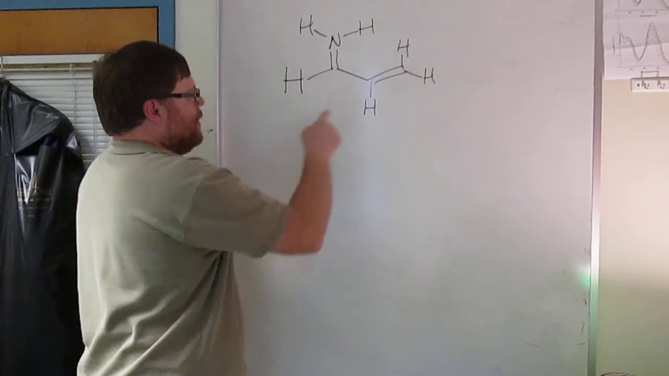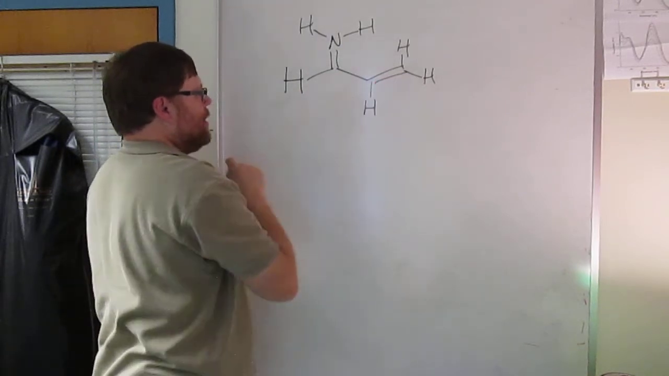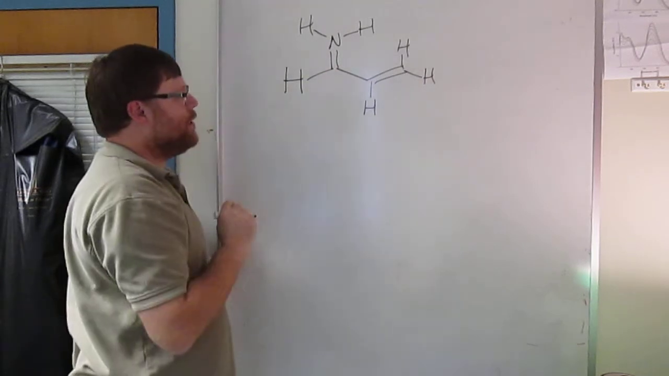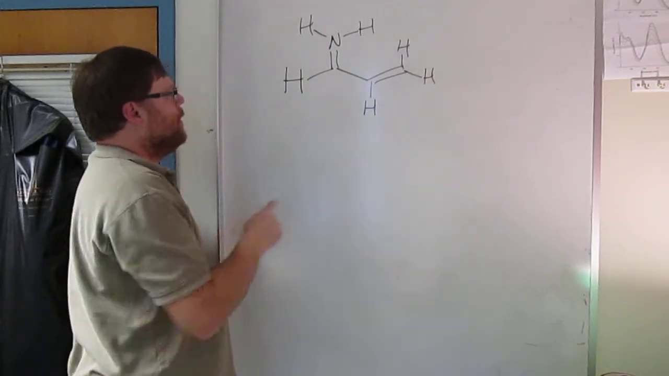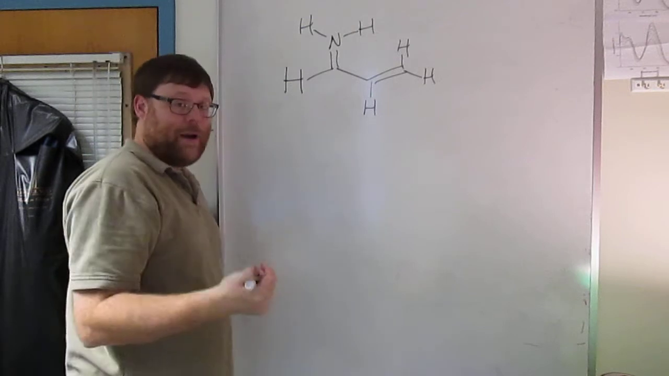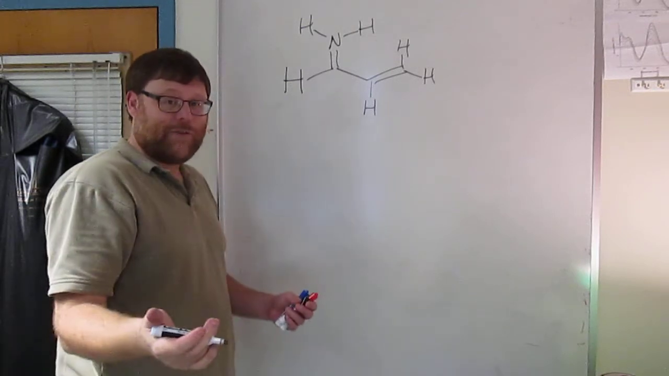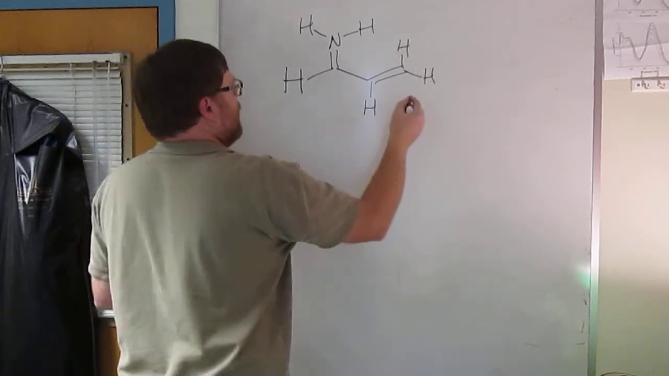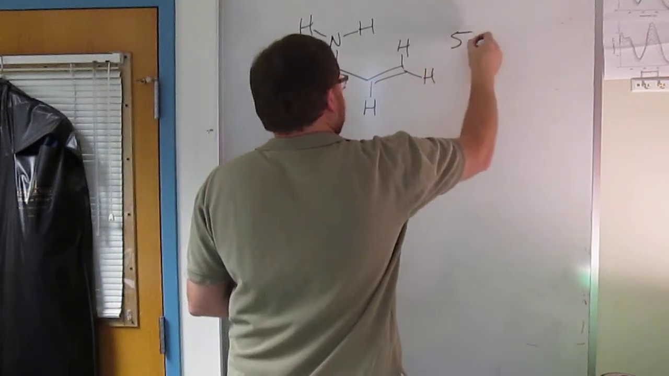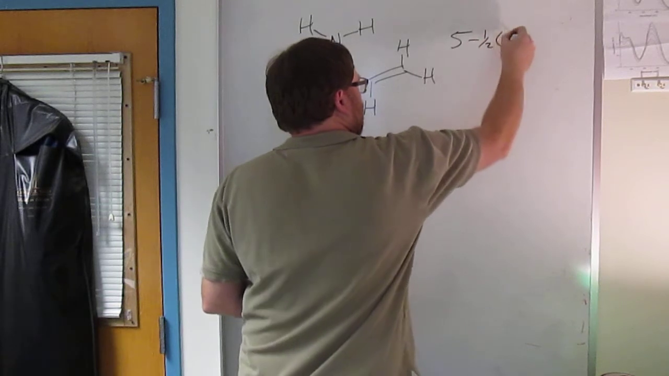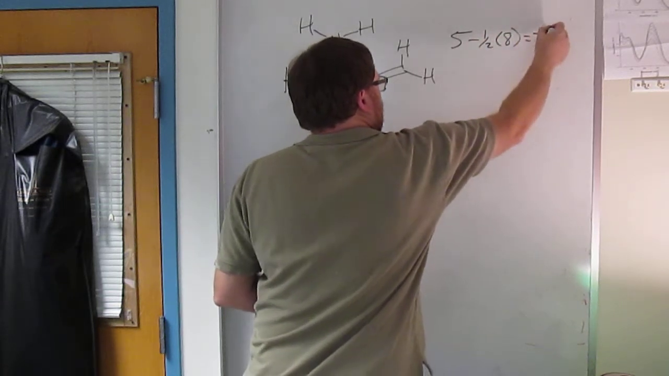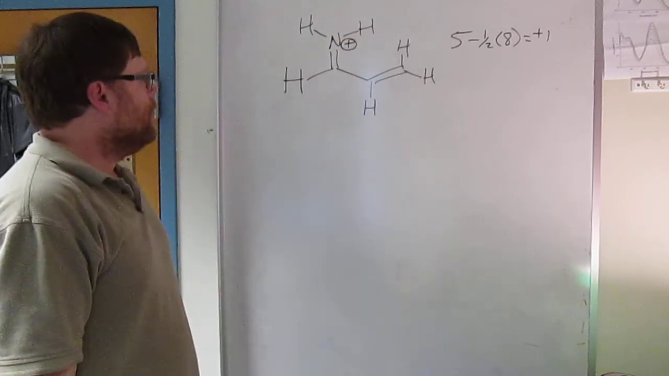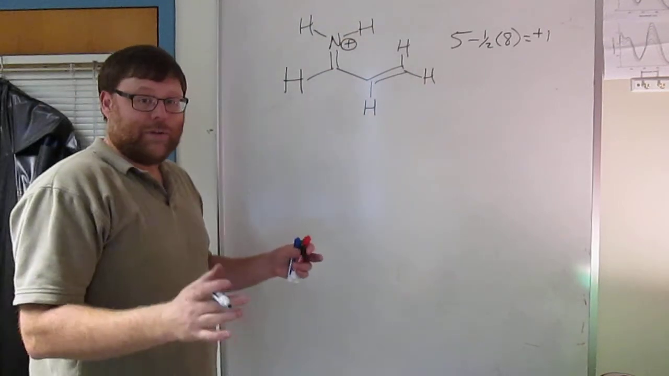4 bonds to carbon, 4 bonds to carbon, 4 bonds to carbon. All those carbons have a formal charge of 0. All the hydrogens have 1 covalent bond, net charge of 0. Nitrogen, no lone pairs, 4 bonds. You should think ammonium, NH4+. So this nitrogen should have a +1 charge. Again, you can calculate 5 valence electrons minus 1/2 of 8 shared is +1. So we can draw a plus there. Okay, so the net charge on this molecule is +1.